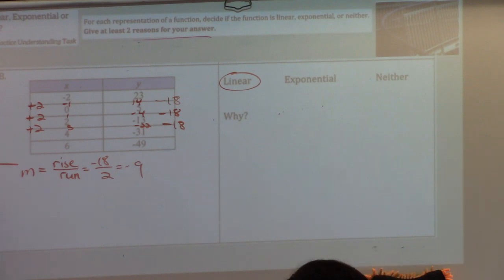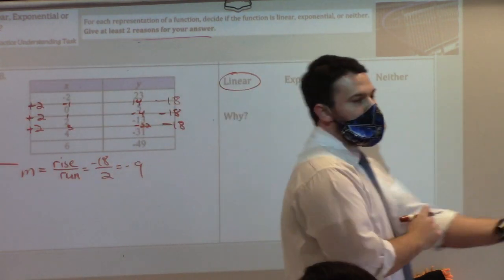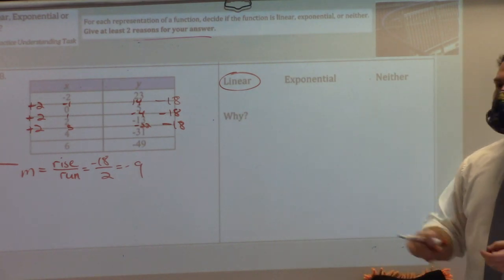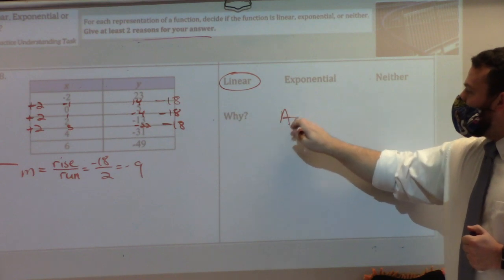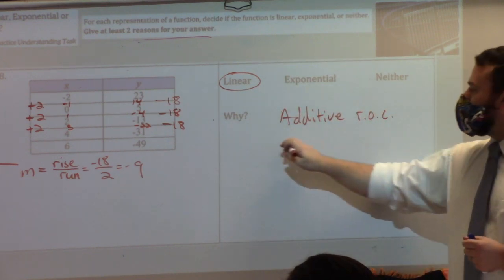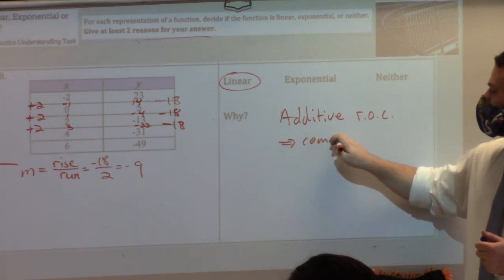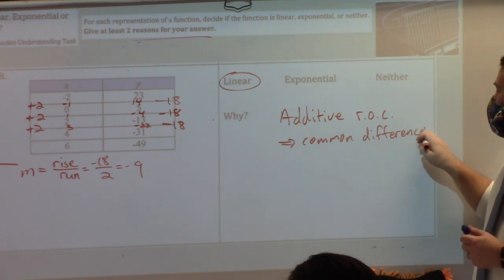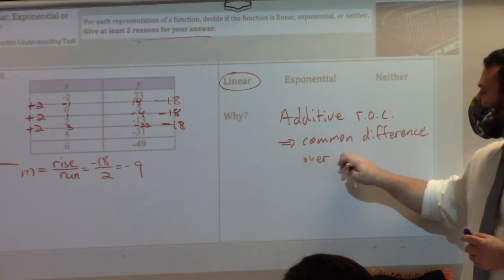But what was making this thing linear? Why is this graph linear? Right. We need to remember this, and this is something we want to start to recognize and making sure that we look at regularly, is that there's an additive rate of change. That's what's really defining this thing, right? A common difference over equal intervals.